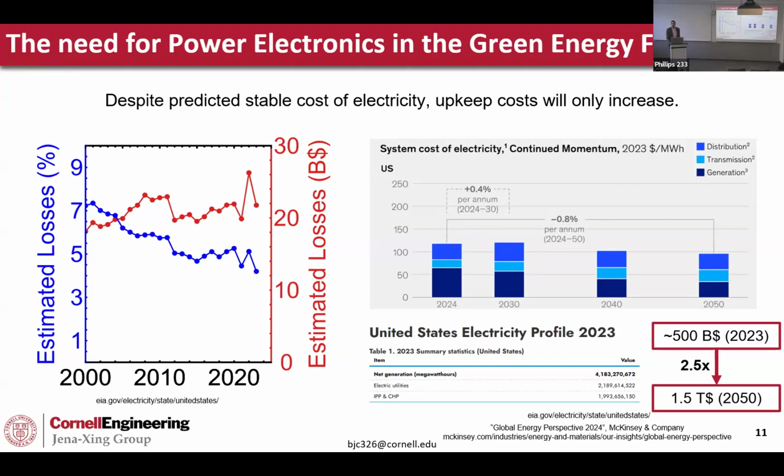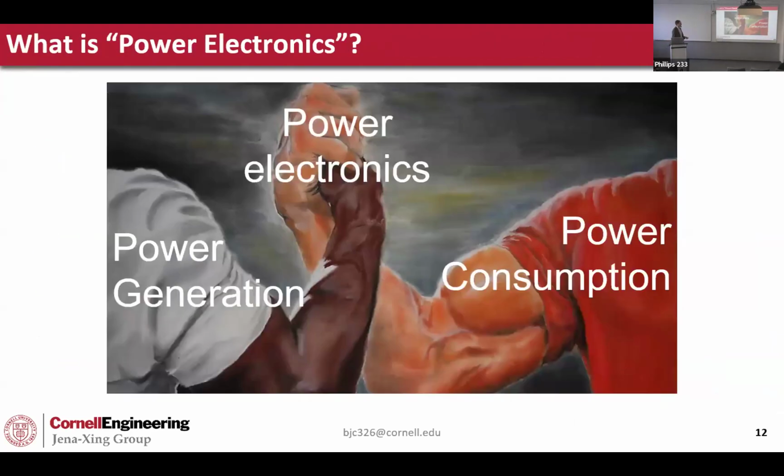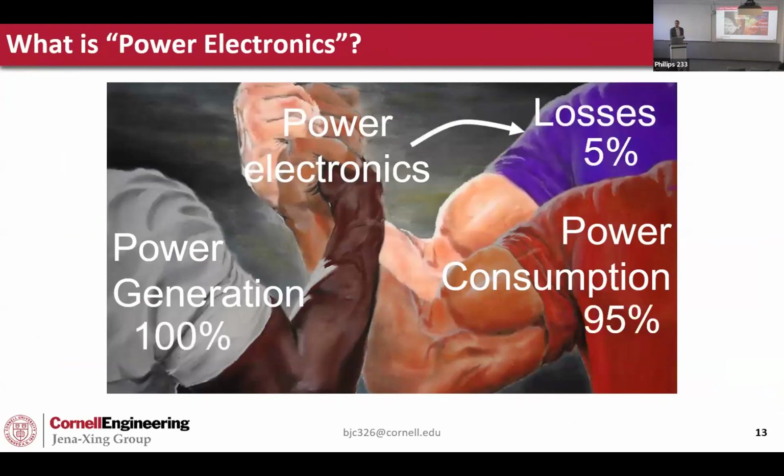Now, I'm a very visual person, so I do like to visualize things in different ways. And the way I visualize it is that if we're transferring energy from generation to consumption, that middleman is power electronics. And of course, whenever there's a middleman, they always take their cut. Nonetheless, let's talk about this in more concrete terms.